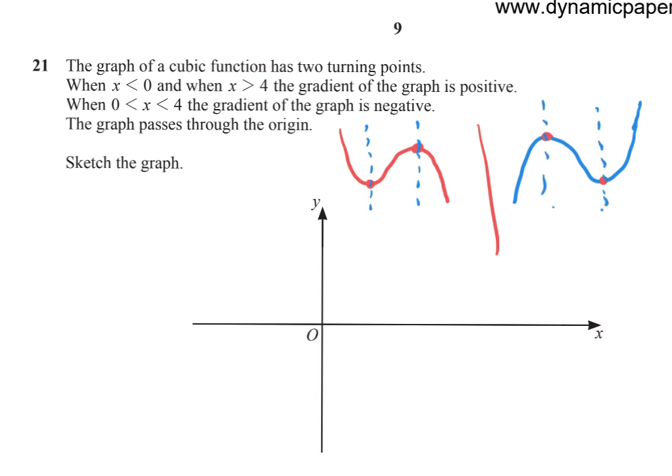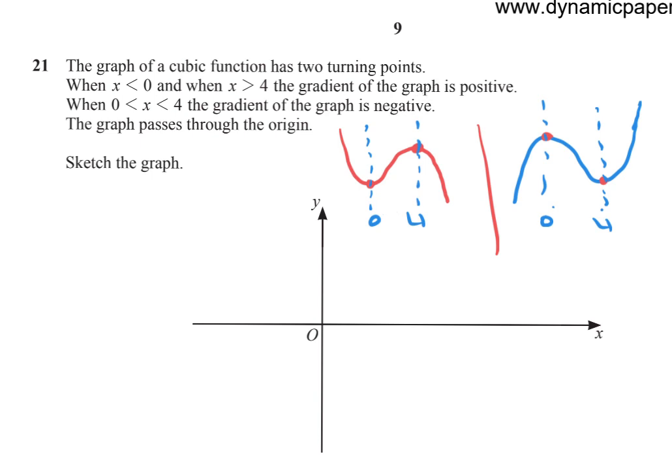Look for the first one. The function increases, so the gradient positive. Then the function decreases, the gradient negative. Then the function increases, so the gradient positive. And we know that this is at 0 and 4. So for the first one, the gradient positive if x less than 0, and positive if x more than 4, and negative because the curve decreases from 0 to 4. And this satisfies our condition.